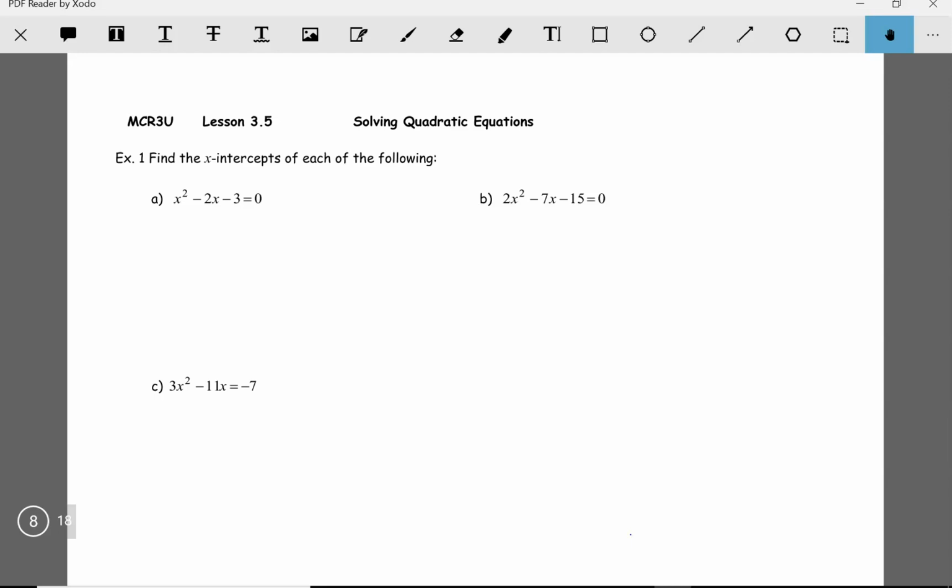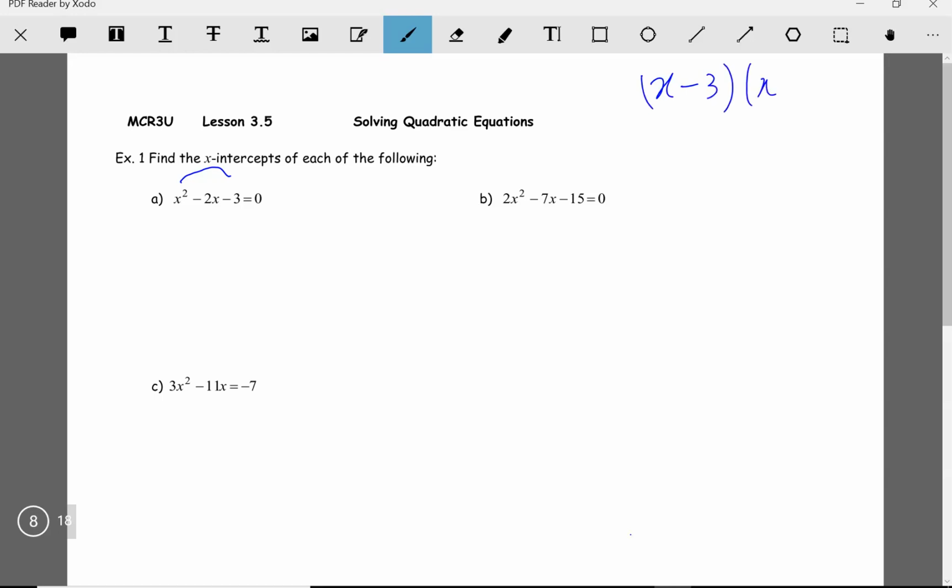So let's take a look at 1a. The easiest way to get the factored form is to obviously factor it. We've practiced factoring before. We're going to need to find two numbers that multiply to -3 and add to -2. Those happen to be -3 and +1. So this is what my first one is looking like, and x equals 3 and x equals -1 will be my x-intercepts.